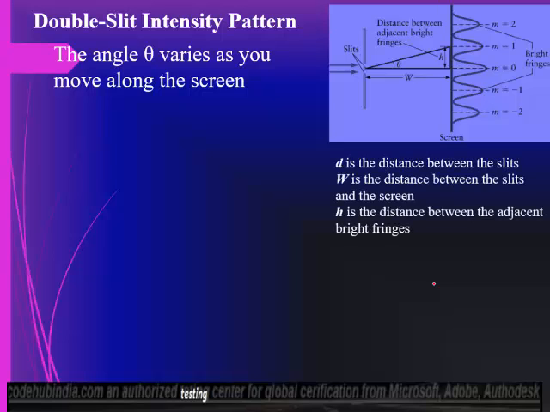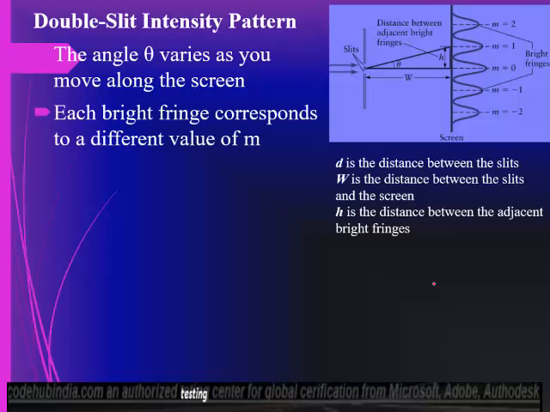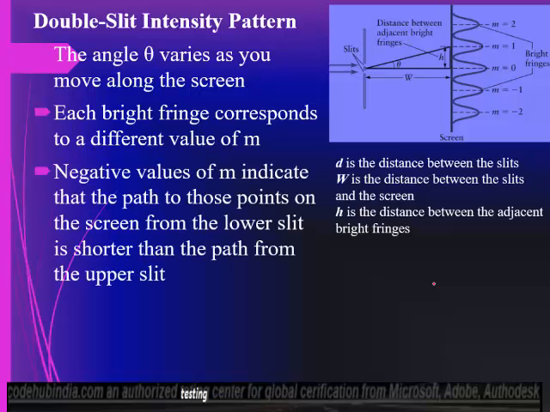B is the distance between the slits, as you have calculated earlier, and W is the distance between the slit and the screen. And h is the distance between adjacent bright fringes. Let us look: each bright fringe corresponds to a different value of m. A negative value of m indicates that the path to those points from the lower slit is shorter than the path from the upper slit.